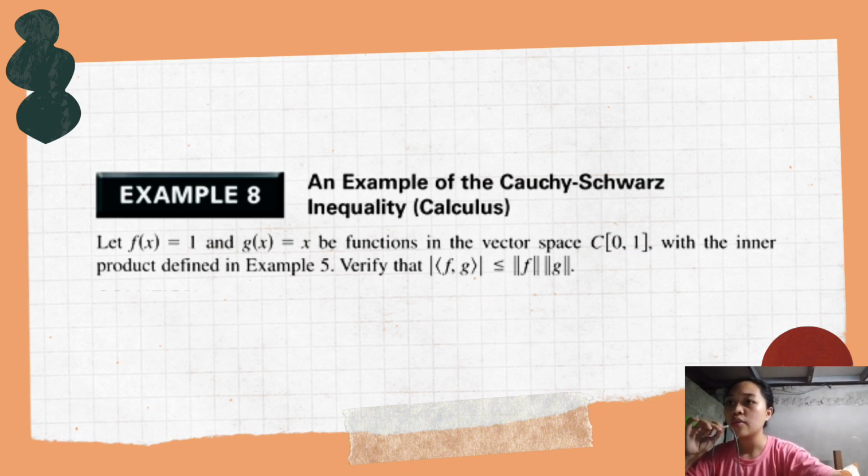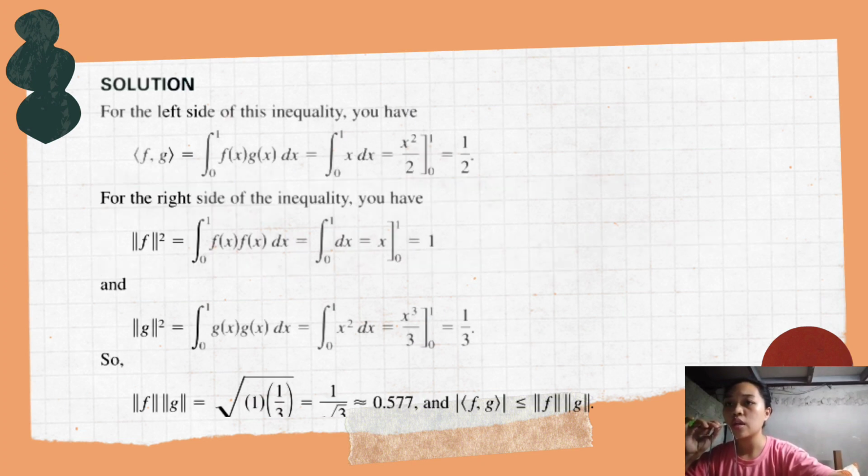So let f(x) equal 1 and g(x) equal x be functions in the vector space C[0, 1], with the inner product defined in example 5, wherein we need to verify that the absolute value of the inner product of f and g is less than or equal to the norm of f times the norm of g. So, for the left side of this inequality, we have the inner product of f and g equal to the integral from 0 to 1 of f(x) g(x) dx.